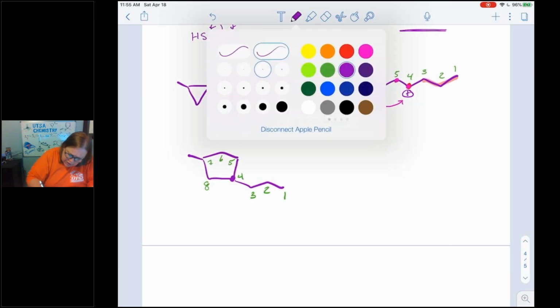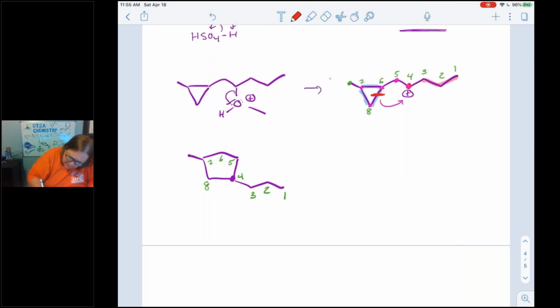That's exactly right, 6. Good job, guys. Because I broke this bond here, carbon 8 took the electrons with it to form the new bond with carbon number 4. And so now I have my new carbocation on 6. I'm not quite there yet. I need to do a hydride shift.